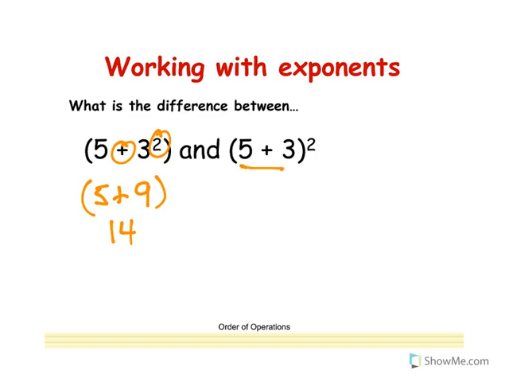Here, I do what's in the parentheses, which is my addition. I can keep it in there. And that should be a 2. Apologize for my handwriting, as I often will. And we end up with 64. So a very big difference by just taking the exponent, moving it inside versus outside.